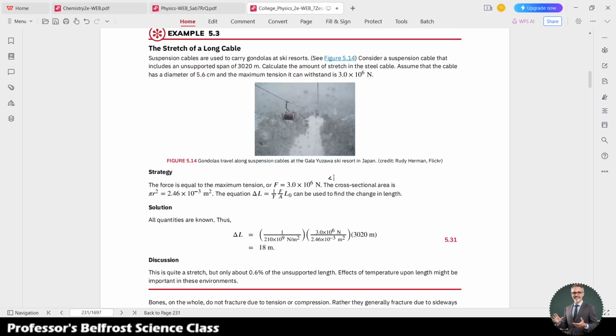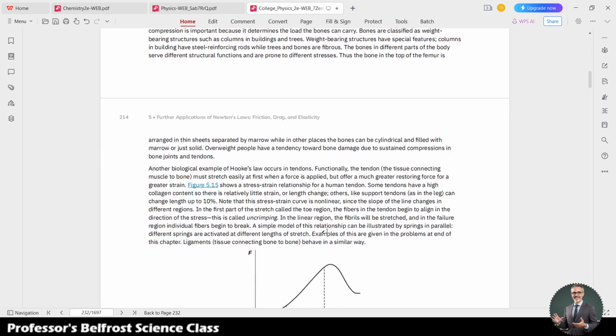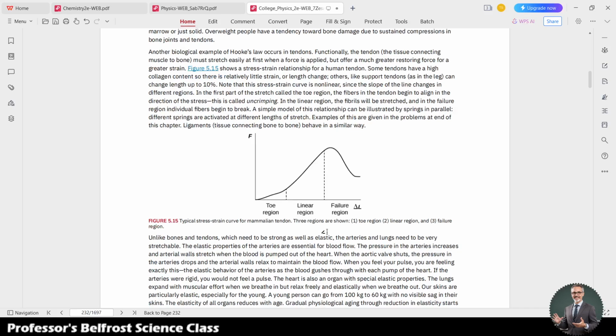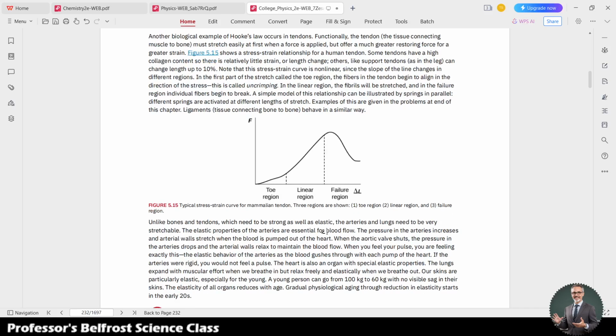And this is how to calculate the length deformation by applying the formula that we have presented before. We just need to enter the values that are already known. This is just another explanation about a biological phenomenon related to this physics concept.